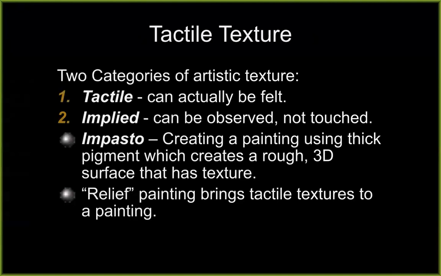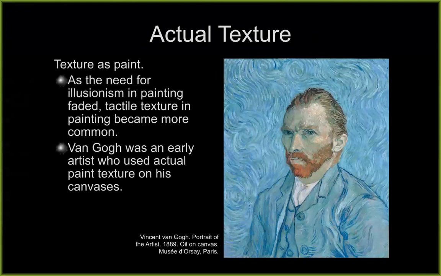There are a couple different types of tactile paintings. Impasto, which we're going to take a quick look at next, is a painting which uses really thick paint that creates an actual 3D surface. And then relief paintings, which are very similar and create that tactile surface. So here's actual texture on a Van Gogh.